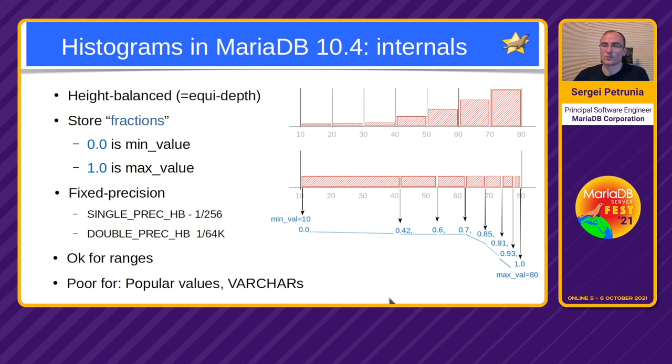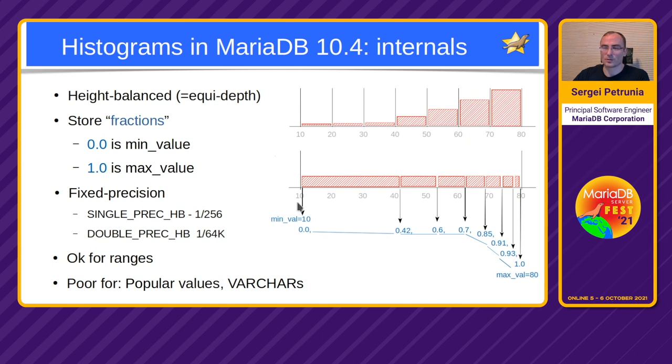Some details about how histograms worked before 10.7. So, as I said before, it is an equi-depth histogram, which is called height-balanced. It's a little bit uncommon, not like in other databases. The histograms are very compact because the histogram is basically the store of fractions. A fraction is a number between 0 and 1, where 0 is the minimum value in the table, 1 is the maximum value in the table. Here in blue, I show what is stored for this histogram.